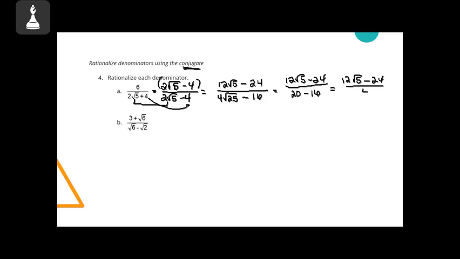And now what I need to do is simplify this. Both of these pieces are being divided by 4. So I can rewrite this as 12 root 5 divided by 4 minus 24 divided by 4. And I can simplify those numbers. 12 divided by 4 is 3. Keep the root 5. 24 divided by 4 is 6. And there is your final answer.